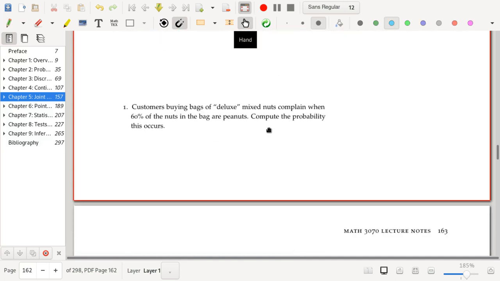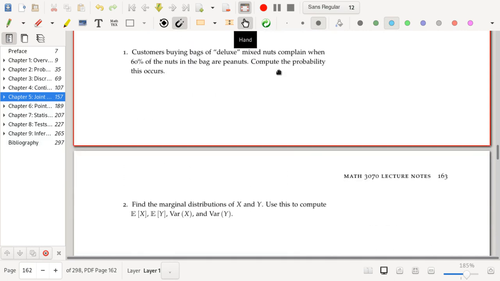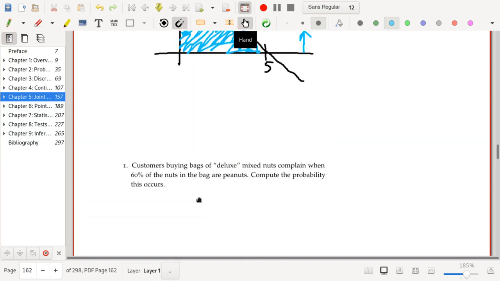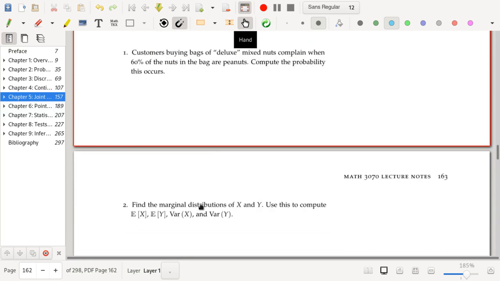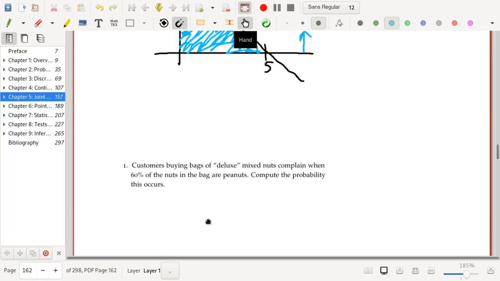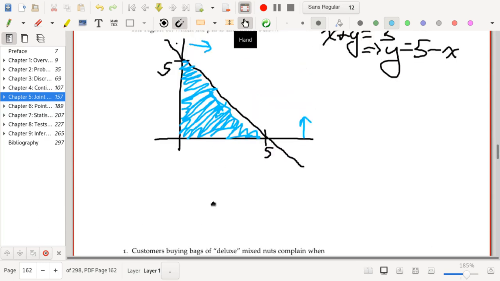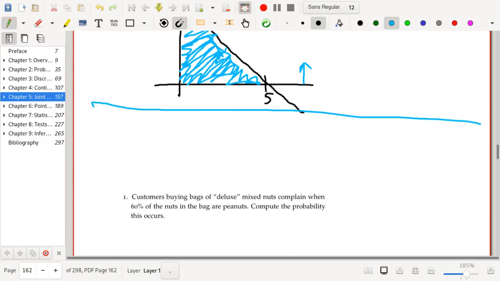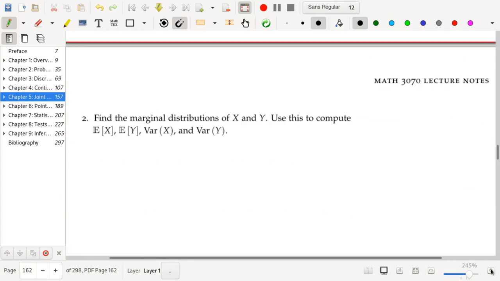Okay. So customers who are buying bags of deluxe mixed nuts complain when 60% of the nuts in the bag are peanuts. Compute the probability that this occurs. Unfortunately, my typesetting went off here. In my notes, I actually had a lot more space for this part that unfortunately was lost when I converted from single handout format to a book format. So we're just going to have to work with the space that we got.